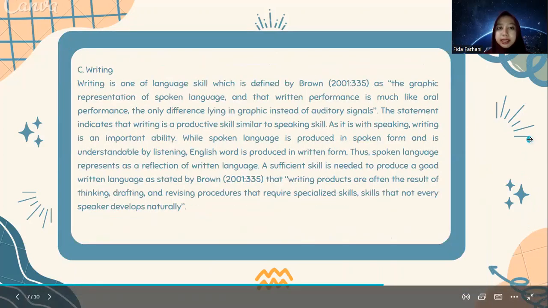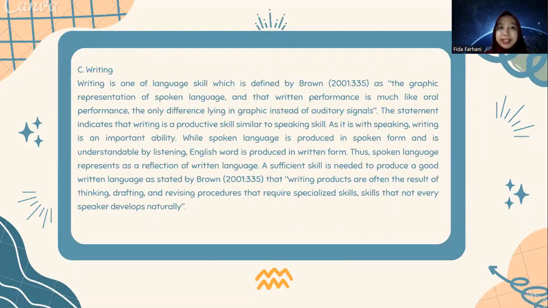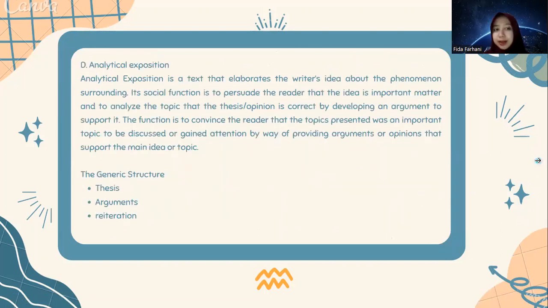And here there is writing. We already know that writing is the hardest English skill. And the last one is analytical exposition text. Analytical exposition text is a text that elaborates the writer's idea about a surrounding phenomenon. The social function is to persuade the reader that the idea is an important matter, and to analyze the topic by developing arguments to support the writer's opinion.